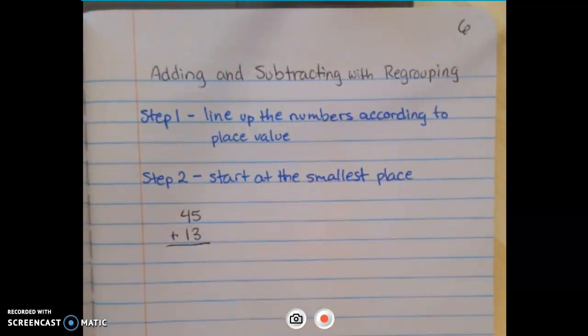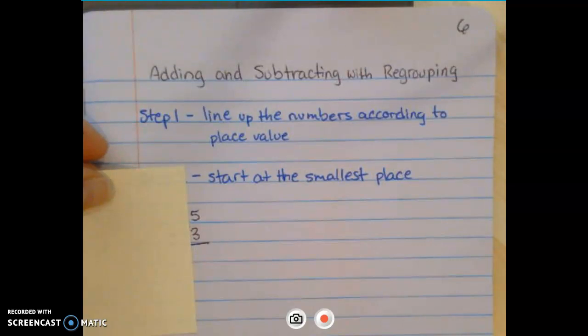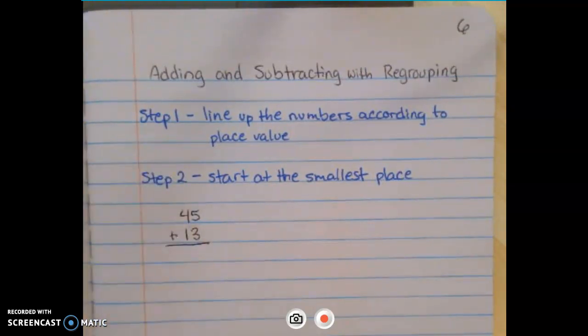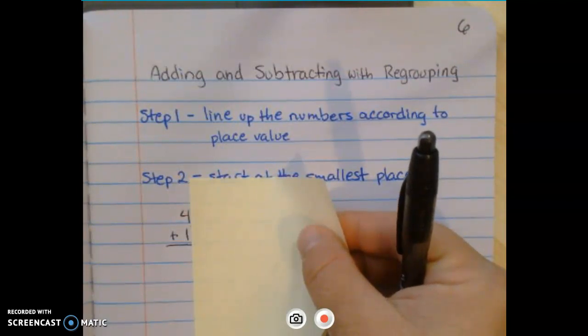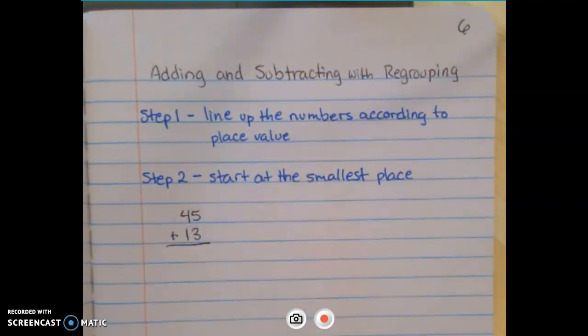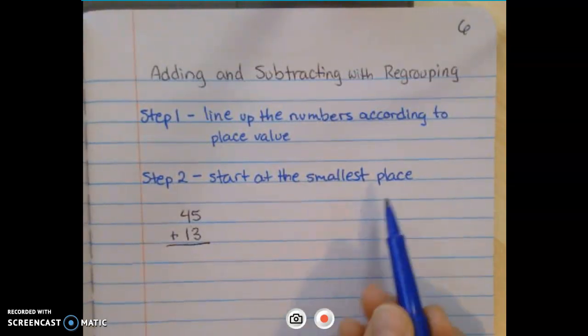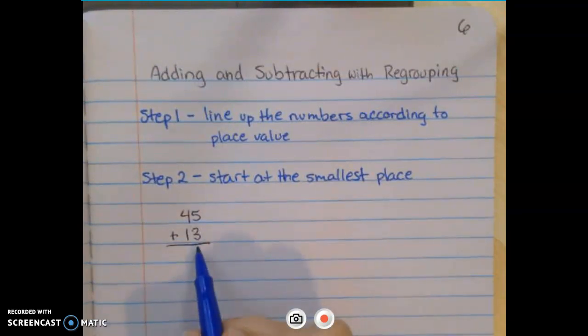Now, following my steps, I first took my two numbers and lined them up. As you can see, the 5 and the 3 that are both in the ones place of my number are lined up together. My tens place, the digit 4, the digit 1, are also lined up. Now, adding or subtracting, we want to start at the smallest place. Here, it is our ones place. We have a 5 and a 3. We want to add those together.